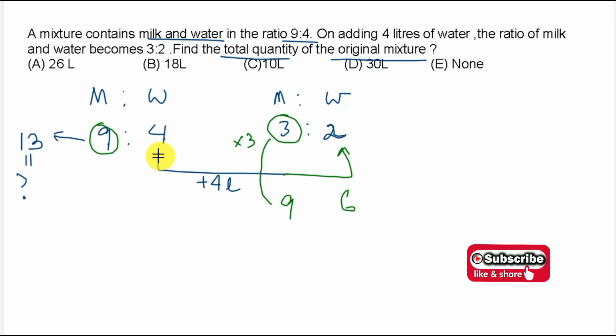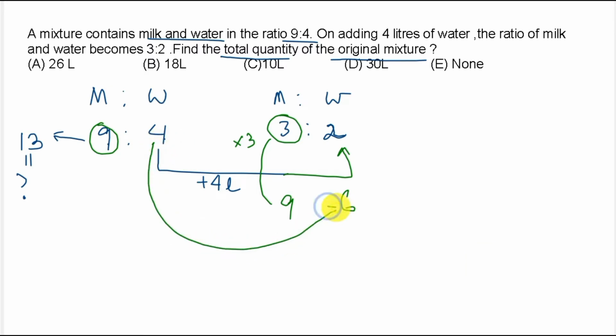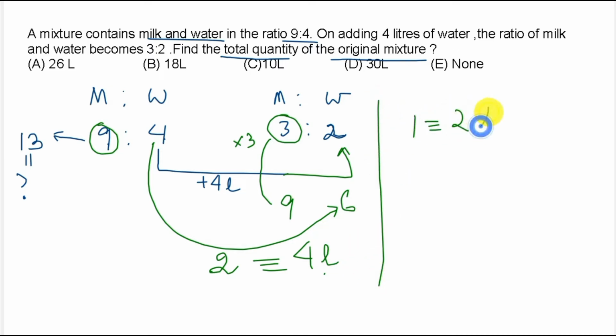Now see here. Initially the amount of water is 4. Now it becomes 6. So how much is added? 2. But according to the question, the added amount of water is 4 liters. So 2 is equivalent to 4 liters. This implies 1 is equivalent to 2 liters. But we have to find the value of 13. So 13 is equal to 13 into 2, which is 26 liters.